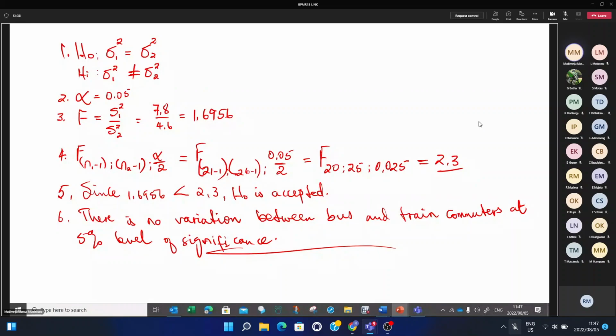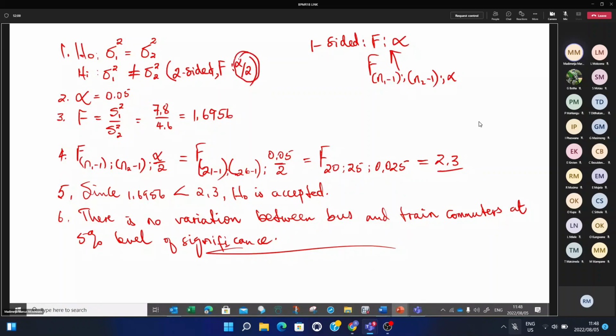It is to know that if it's two-sided, this one is two-sided. If it's one-sided, the F critical is using alpha. That is, it will be F with N1 minus 1, N2 minus 1, and alpha. This is one side. But for two, it uses alpha on 2.